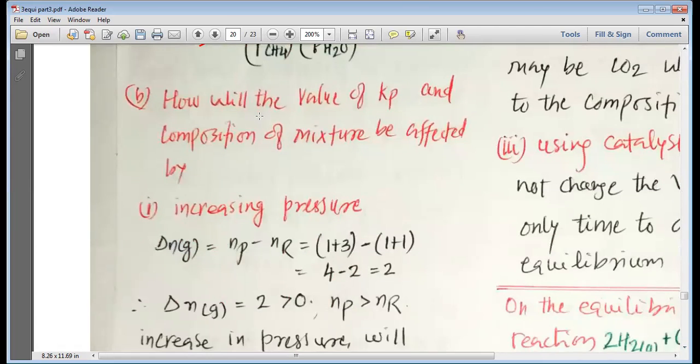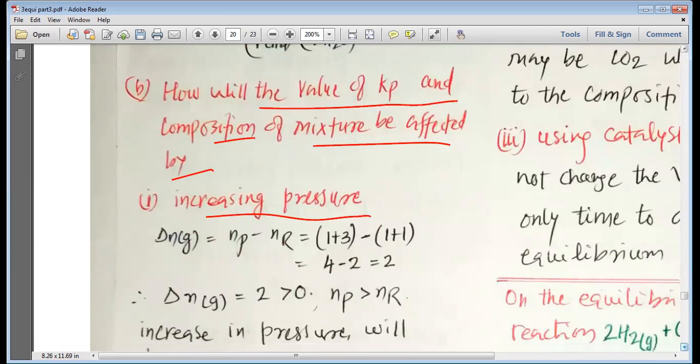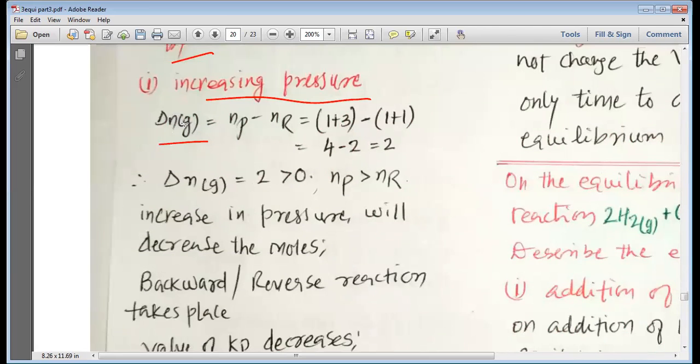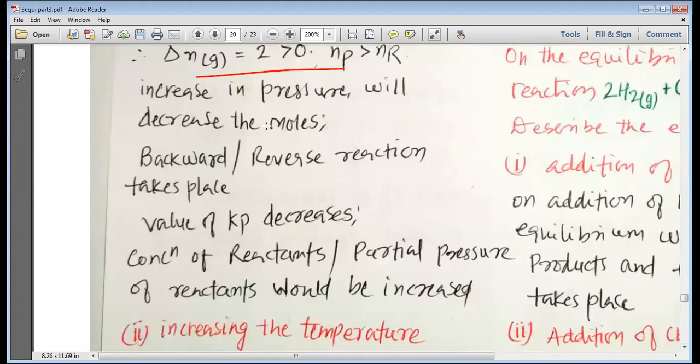Now the next question. What will be the value of Kp, and will the composition of the mixture be affected by increasing the pressure? If we increase the pressure, my dear students, first we need to find delta N gas. Here delta N gas is equal to Np minus Nr. Np is equal to 1 plus 3 and Nr is equal to 1 plus 1, that is 4 minus 2, which is 2. Here delta N gas is greater than 0, therefore Np is greater than Nr. So an increase in pressure will decrease the number of moles of gases, and therefore the backward or reverse reaction takes place if you increase the pressure.